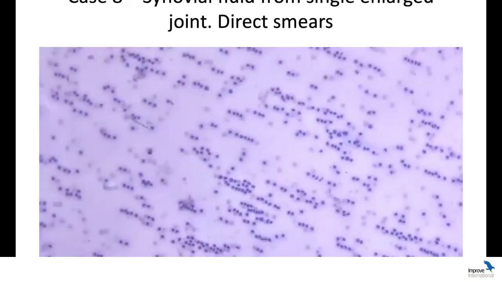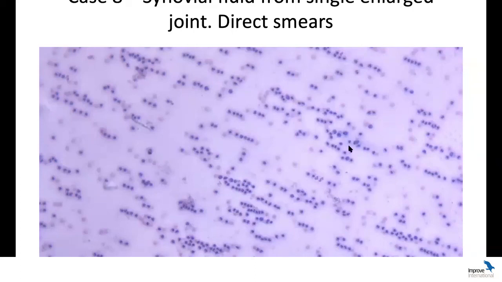Case number 8, it was just a single joint affected, it said, a single enlarged joint, and it was direct smears, which is what we usually see. So this is with a low magnification, and immediately I can see that I have a really high cell count. Synovial fluids are usually too viscid to allow for automated cell counts, but we can do estimates of that cell count from the smear.